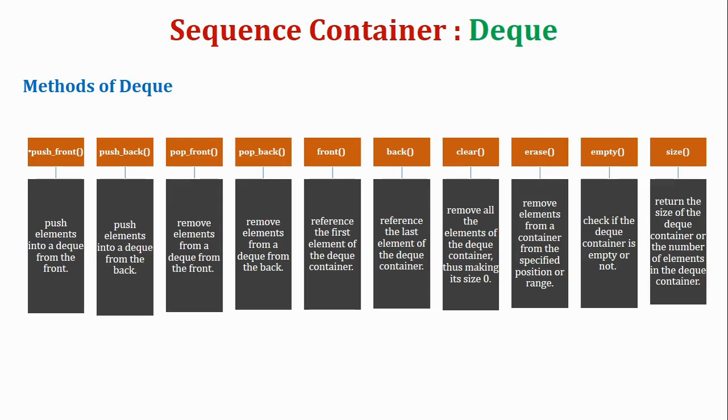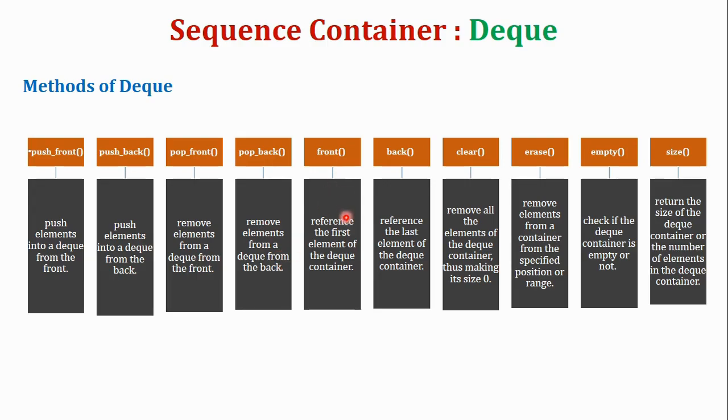And next two functions. Push front. So now push the element into the DQ from the front side. Next one is push back. Push the element into the DQ from the back side. Pop front. Pop means remove, right? Remove the element from the front. Pop back means remove the element from the back side.